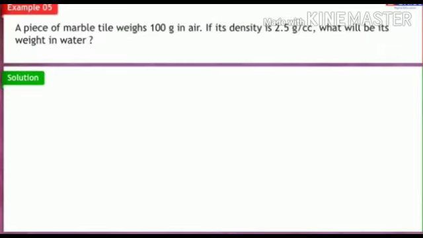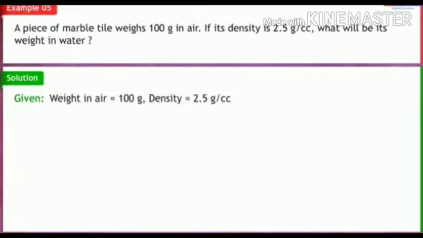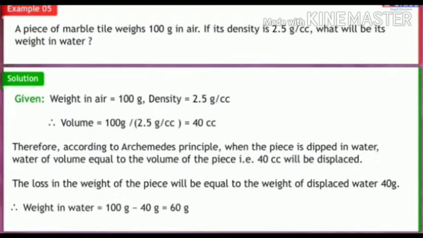Now example number 5. A piece of marble tile weighs 100 gram in air. If its density is 2.5 gram per cc, what will be its weight in water? Now given weight in the air is 100 gram, density is 2.5 gram per cc. Therefore volume is 100 gram per 2.5 gram per cc, which is equal to 40 cc.